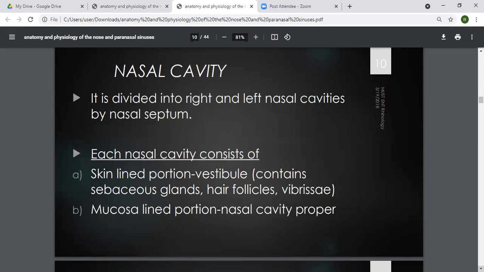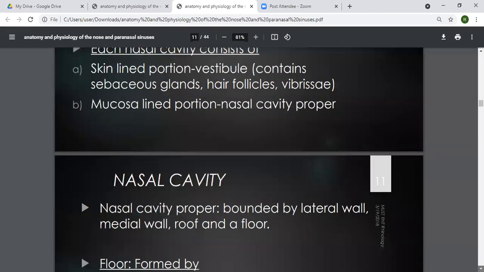It is divided into right and left nasal cavities by the nasal septum. Each nasal cavity consists of a skin-lined portion, the vestibule. This is the anterior part you see when you look into someone's nose, or into your own nose in a mirror. It contains the hair follicles, the vibrissae, and also has sebaceous glands. Then there is the mucosa-lined part of the nasal cavity, which is a bit posterior to what is skin-lined.